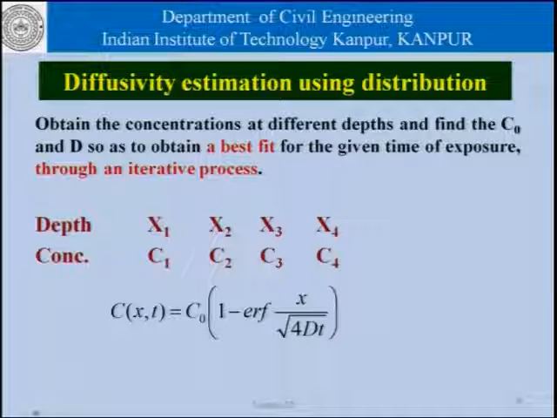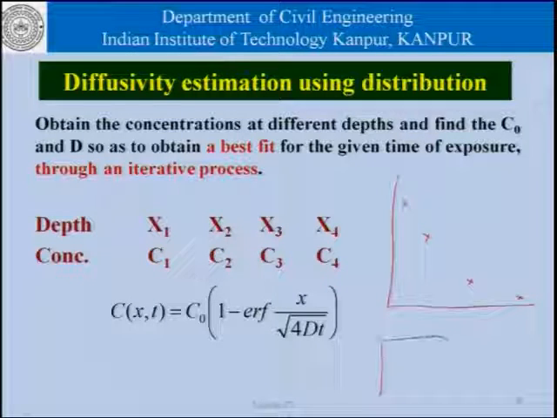Coming to another method where diffusivity can be estimated, that is using the chloride profiles, that is distributions. We need to obtain the concentration at different depths and find the C0 and D, so as to obtain the best fit for a given time of exposure through an iterative process. What this method really says is that we know, or we somehow are able to obtain the different chloride concentrations at different depths from a concrete structure or a concrete specimen, whatever we are dealing with.